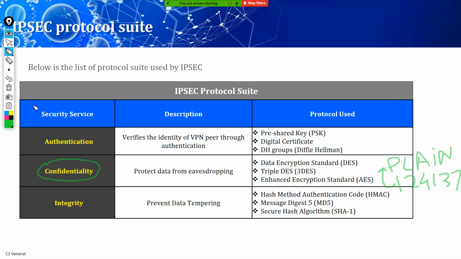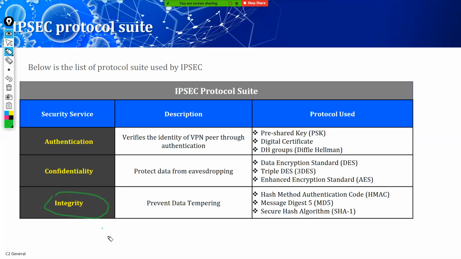There are different encryption protocols, such as DES, 3DES, and AES, the Advanced Encryption Standard. Then the third one is integrity. Integrity means whatever we are sending is received as it is.